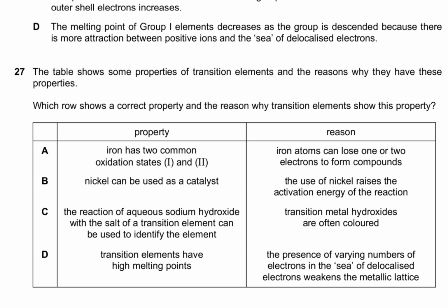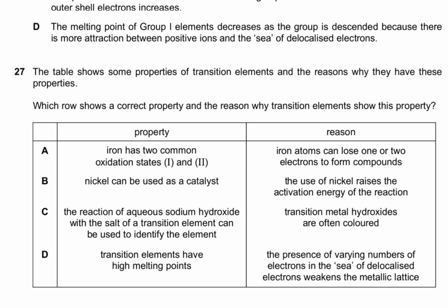Then the reaction of aqueous sodium hydroxide with the salt of a transition element can be used to identify the element because transition metal hydroxides are color changing. Yes, that is true, because we know transition metals show color changes. So the C option is correct.